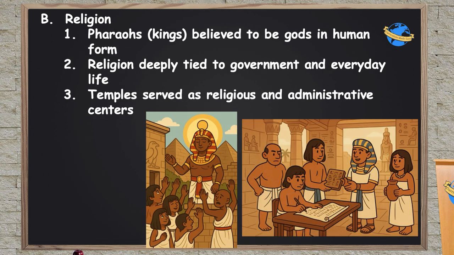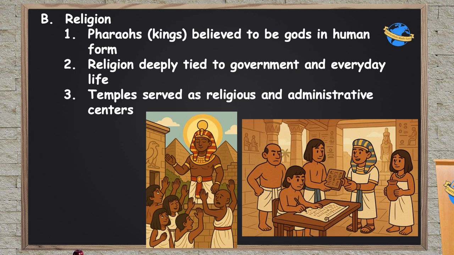Now, religiously speaking, you're probably aware of this already. The pharaohs were the kings of Egypt, and they were believed to be gods in human form. That's right. So they ruled. The reason they said they had the right to rule over the people of Egypt is because, well, they were a god, and gods can't be questioned. So there's a deep tie between religion and government in everyday life.